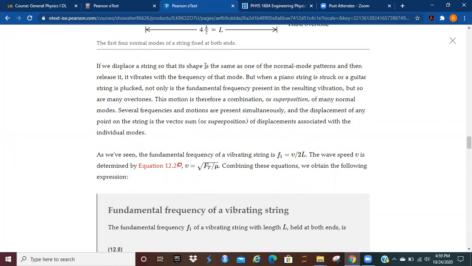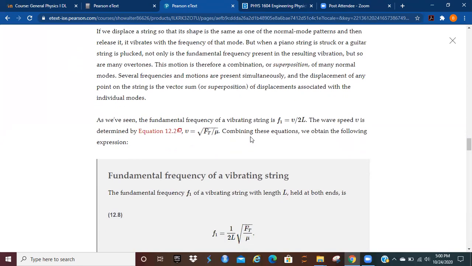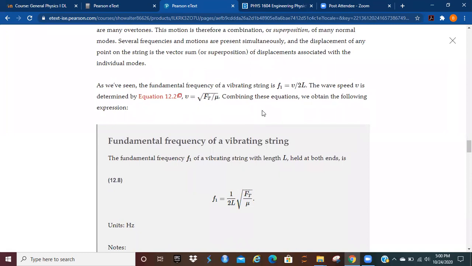So if we displace a string so that the shape is the same as one of the normal mode patterns and then release it, it vibrates with the frequency of that mode. But when a piano string is struck or a guitar string is plucked, not only is the fundamental frequency present in the resulting vibration, but also are many overtones. This motion is therefore a combination or superposition of many normal modes. Several frequencies and motions are present simultaneously, and the displacement of any point on the string is the vector sum of the displacements associated with the individual modes.